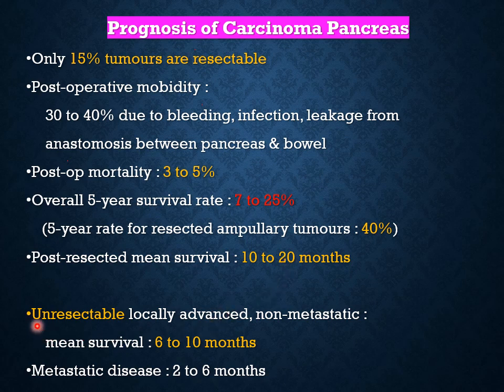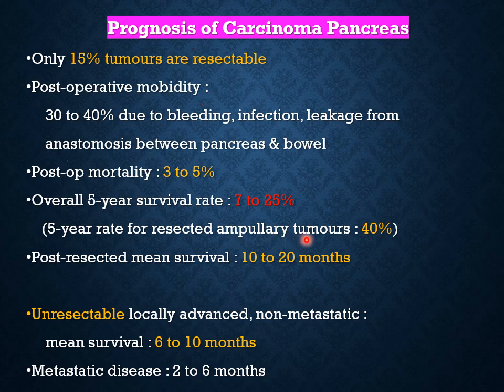Whereas in the 85% of the patients who have unresectable tumor, the locally advanced tumors or metastatic, the mean survival is 6 to 10 months with conservative treatment. And if they have metastatic disease, it is shorter still, 2 to 6 months. So, is it wise to carry on with such a major operation for the patients with pancreatic cancer which are deemed resectable?